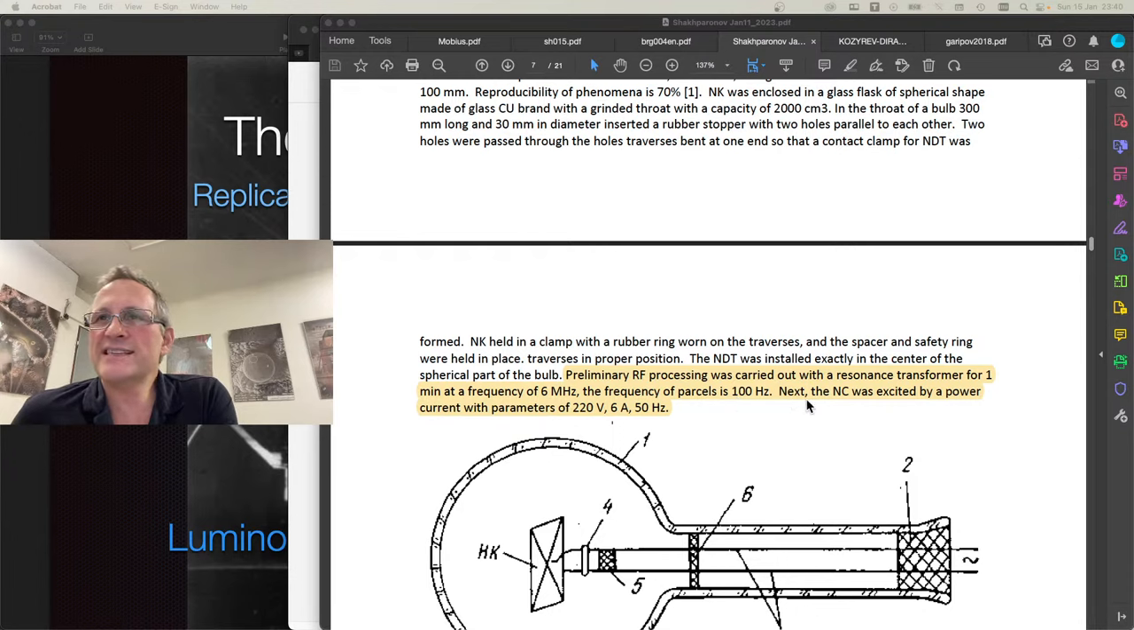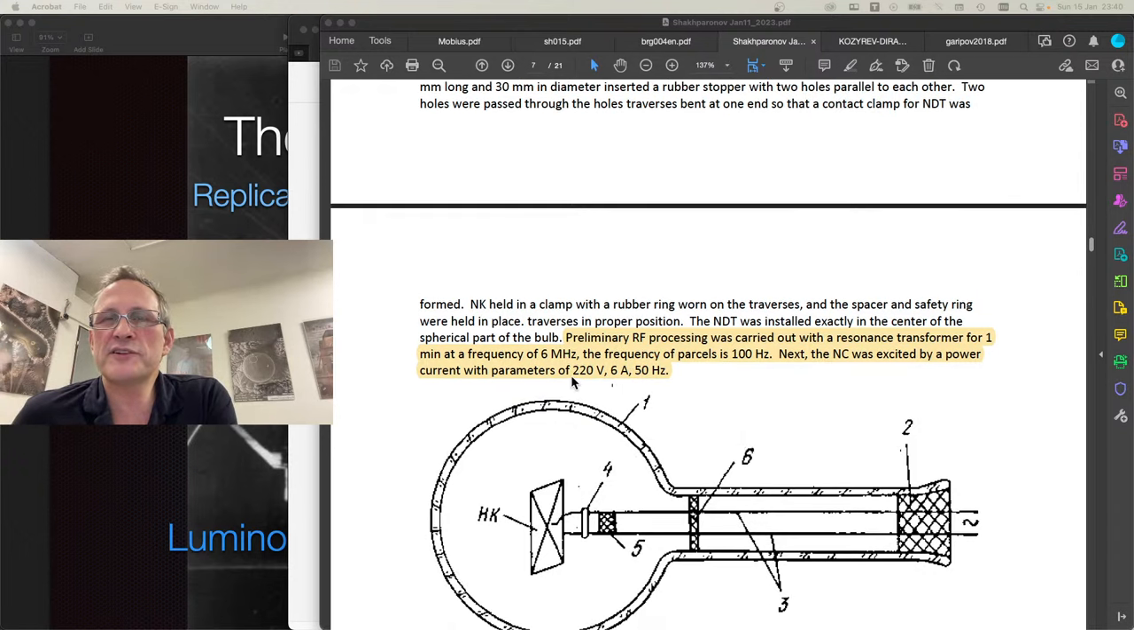So next, the Möbius strip was excited by a power current with parameters of 220 volts, 6 amps, and 50 hertz. Okay, so I guess you can use an autotransformer, a variac, to do this part of the work. You have to use something a little bit more interesting to do the other part. So you've got, I guess, pulses of 6 megahertz for 1 minute.